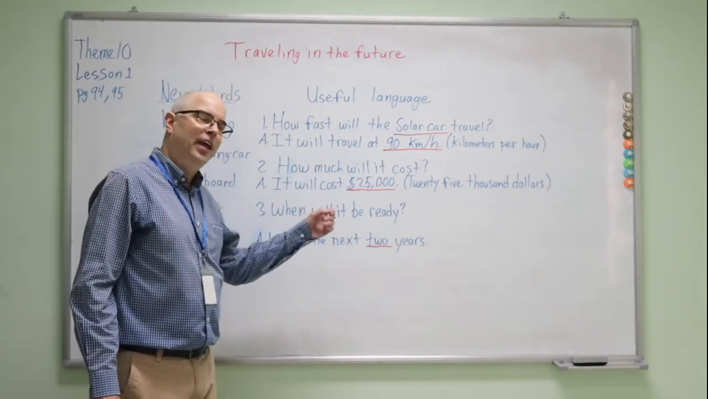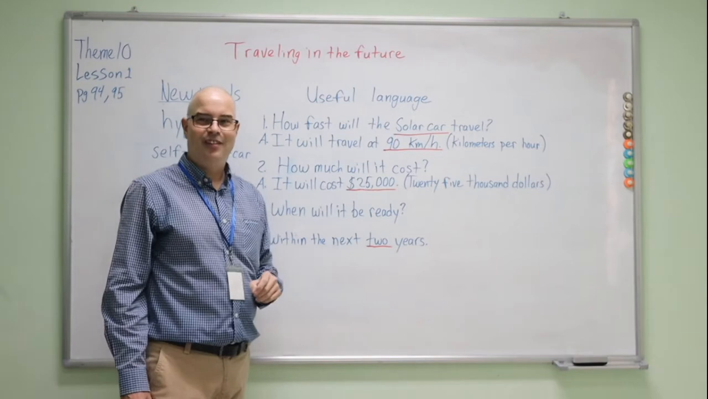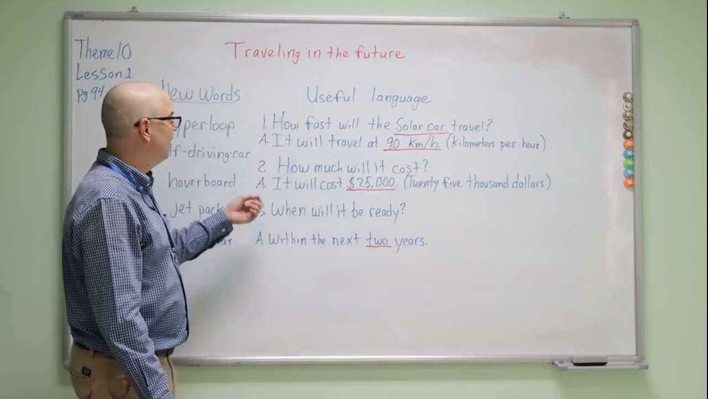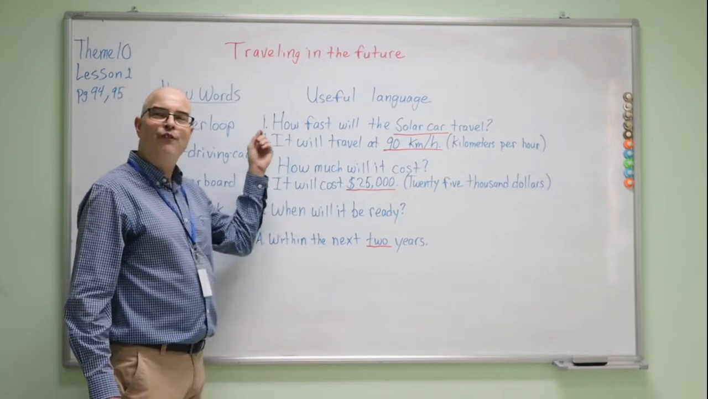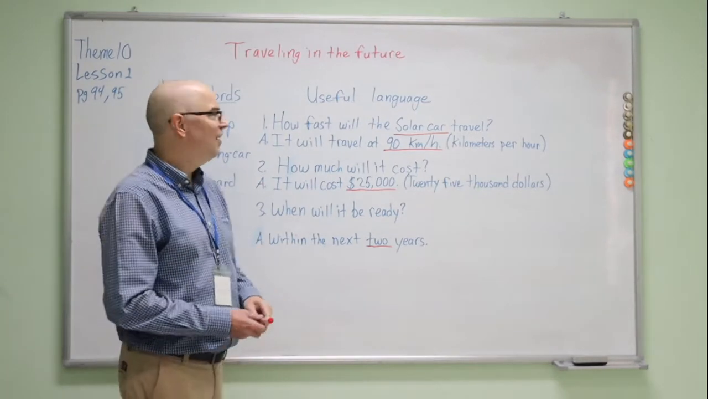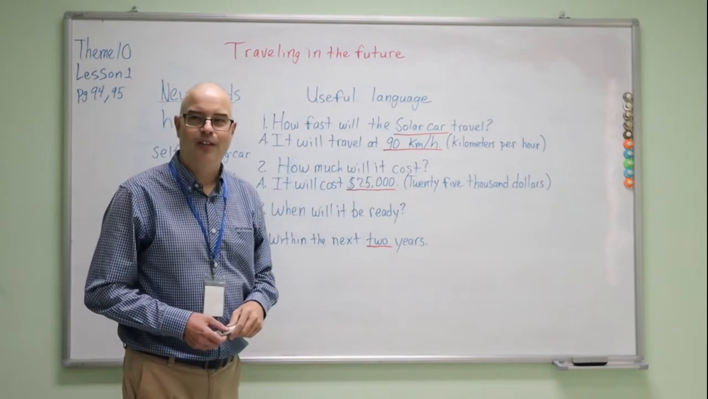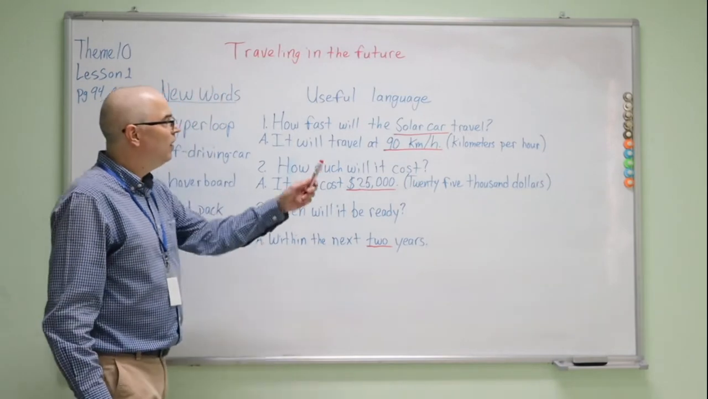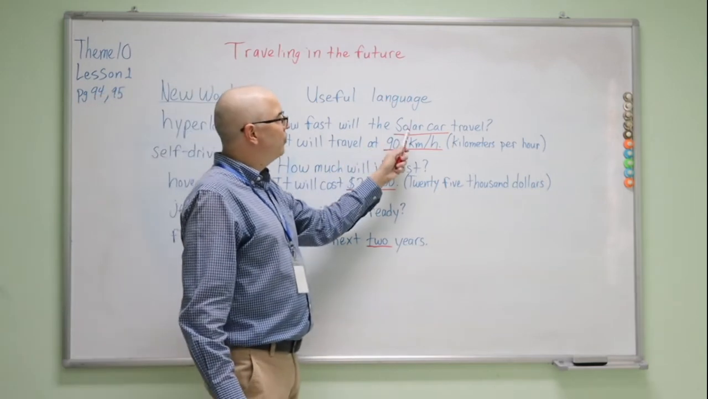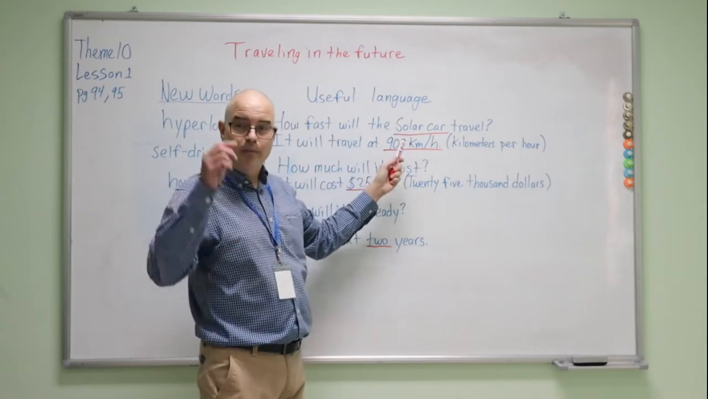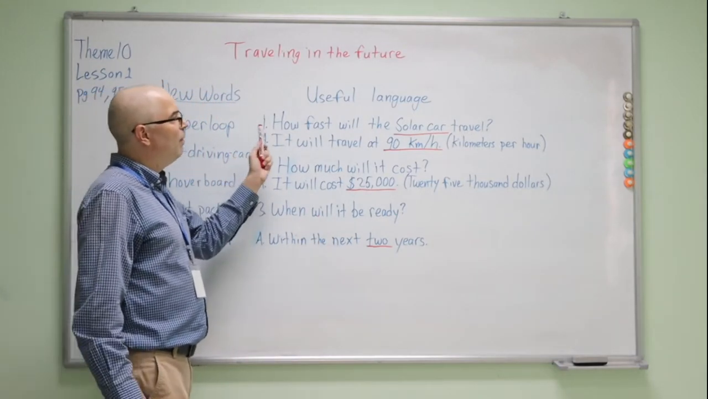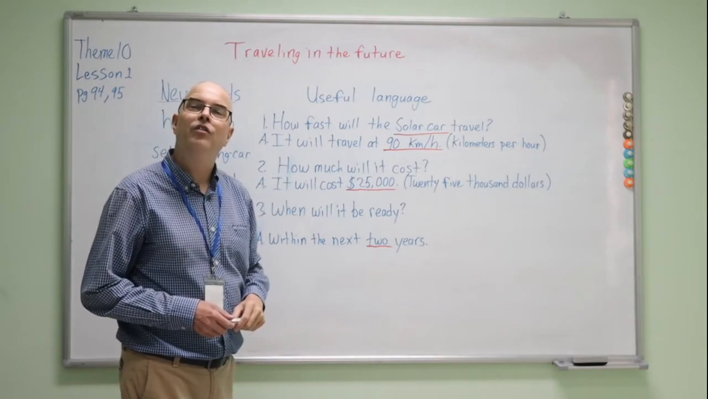Okay, class, let's begin useful language. Practice with me. Repeat after me. Number one. How fast will the solar car travel? How fast will the self-driving car travel? Class, we can change any of the highlighted words. Please remember, you can change any of the words to the new words. So let's try one more time. How fast will the solar car travel?